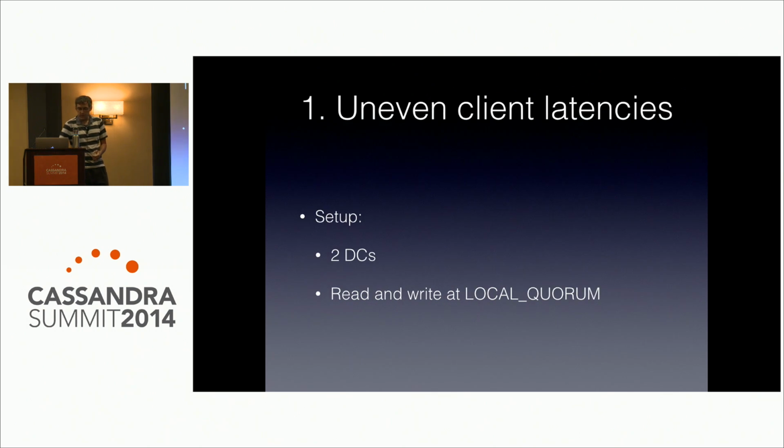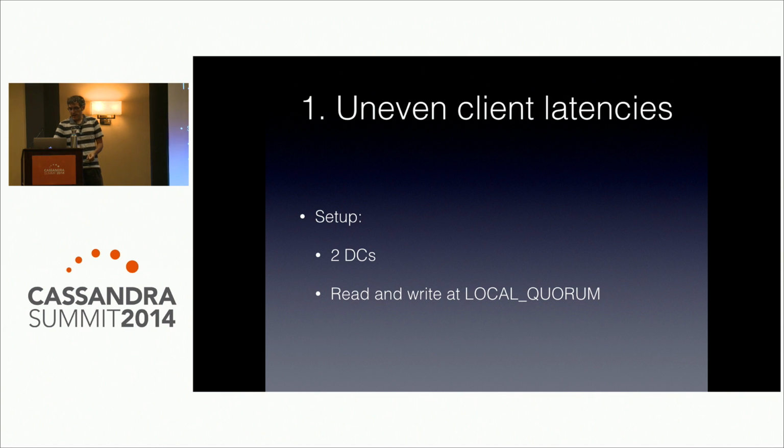The setup for this is a cluster that has 2 data centers, and we do reads and writes at local quorum. That's a very common consistency level for multi-DC deployment. If you do local quorum, it means that you can maintain consistency provided your reads and writes are in the same data center. It's likely consistent across the whole data center, but it's not guaranteed. But the great advantage is you don't pay the cross-DC cost. So local quorum is a very, very common use case for a multi-DC setup. So that's what we use.